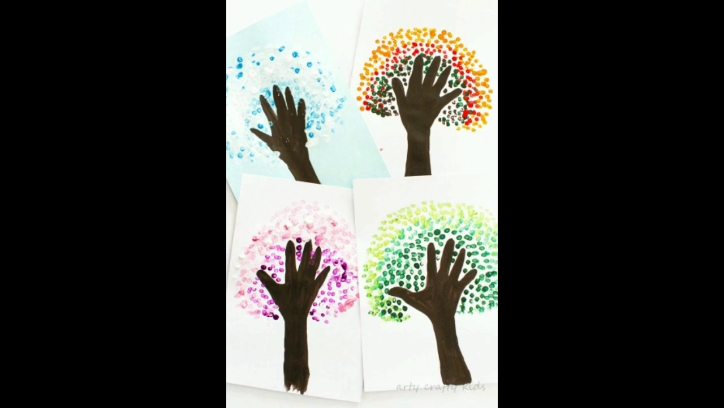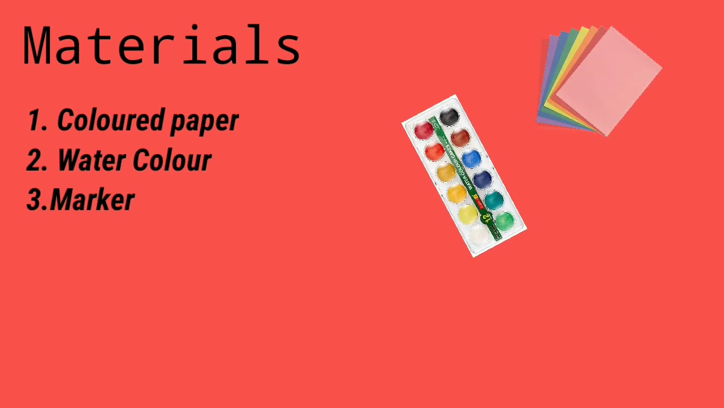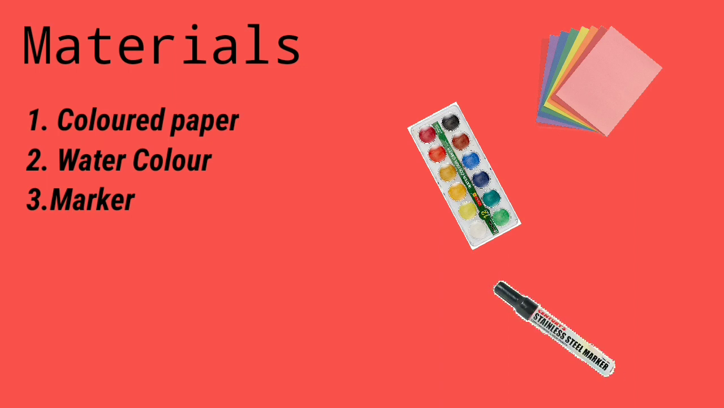Third topic is using hand art, draw 4 seasons tree from lesson 11, time. Material you need for this topic are paper, watercolor, marker for outline.